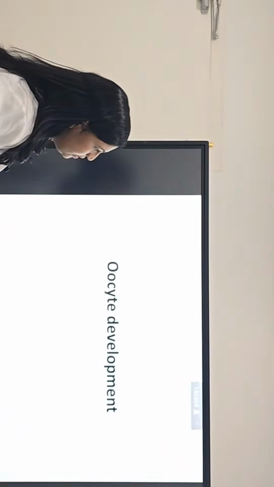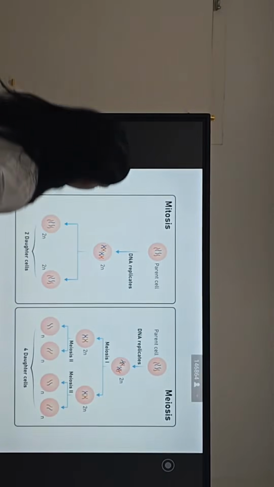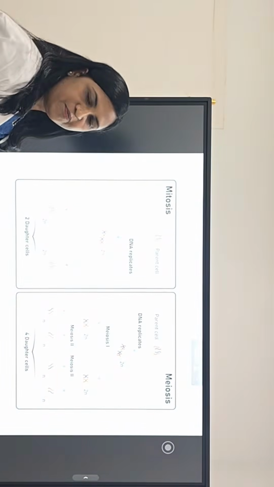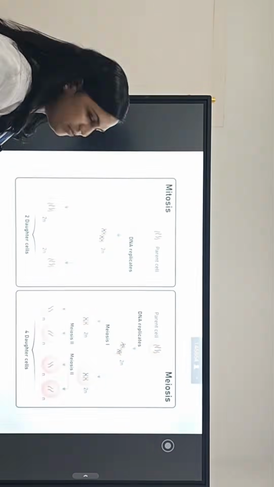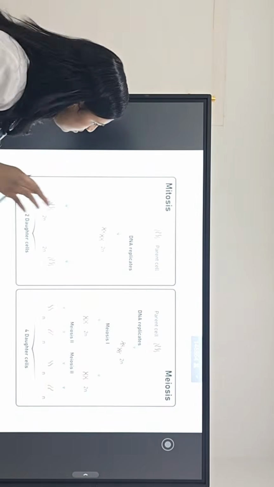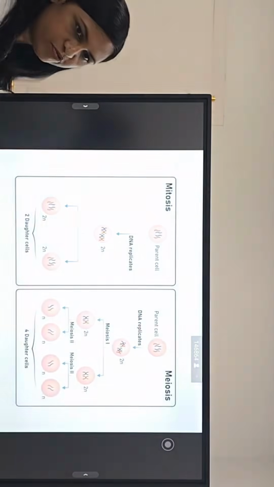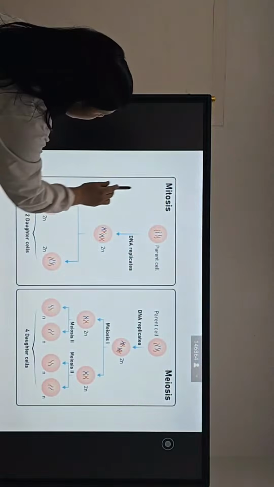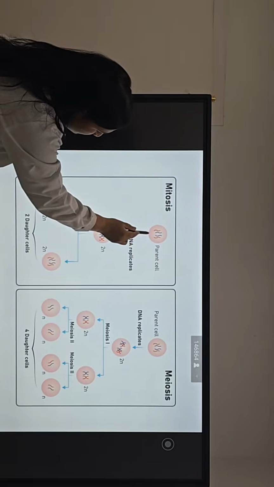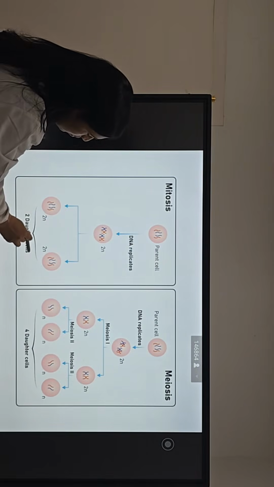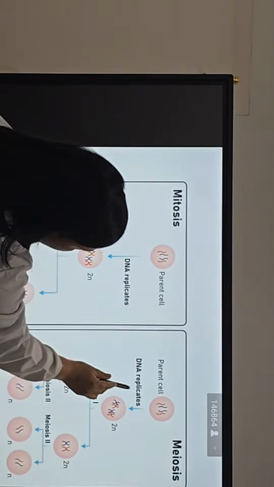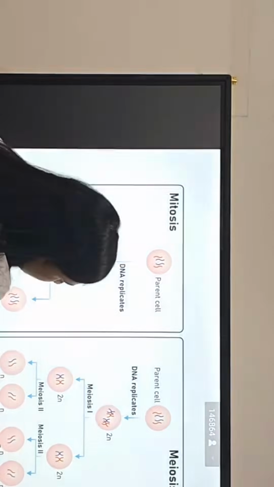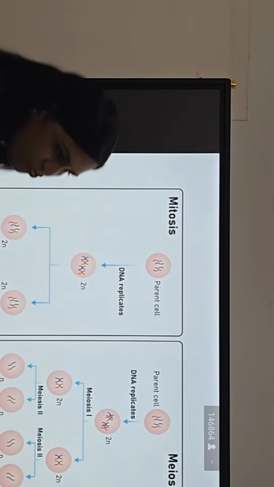Now coming to oocyte development. Before I describe how an oocyte develops, it is necessary to know something about cell division. So there are 2 types of cell division. One is mitosis and the other is meiosis. In mitosis, the parent cell divides into 2 daughter cells with the same number of chromosomes. And in meiosis, the parent cell will divide into 4 daughter cells with half the number of chromosomes.